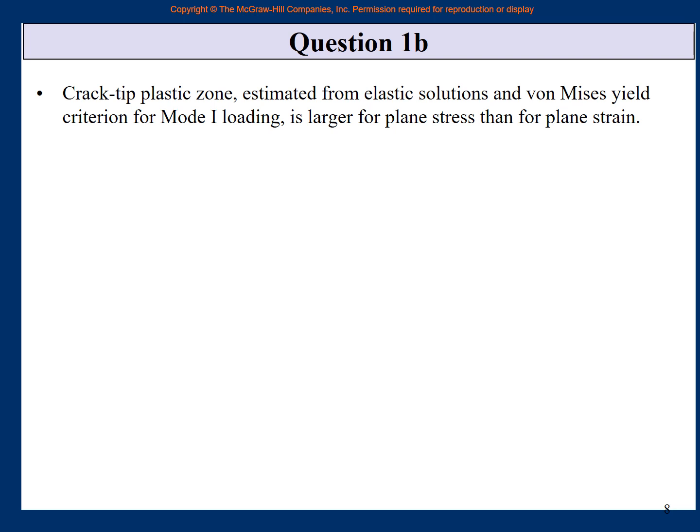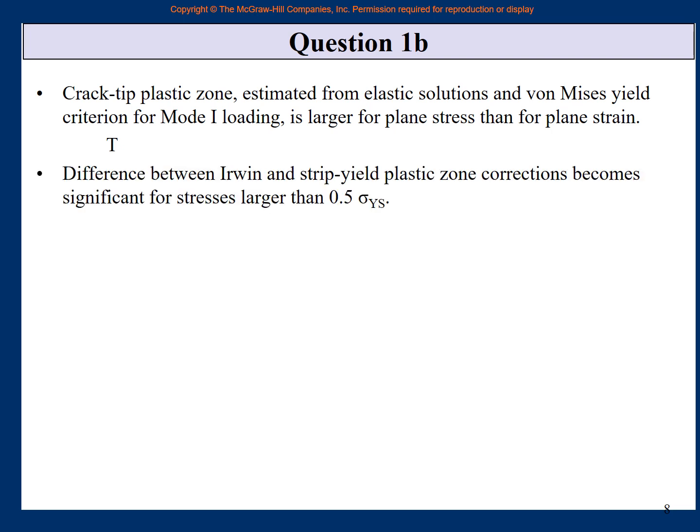Crack tip plastic zone estimated from elastic solutions and von Mises yield criterion for mode 1 loading is larger for plane stress than for plane strain. You should know the answer, true or false. But again, if you forget, very quickly go into the book and find out. So this is true, that this is larger in the plane stress condition than in the plane strain condition, because when you use E is equal to E dash, then you divide by 1 minus nu square, right? And you reduce the value.